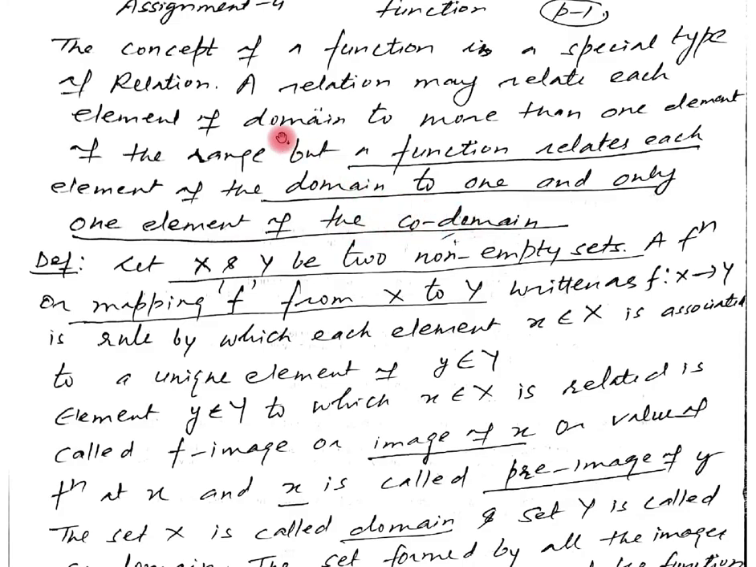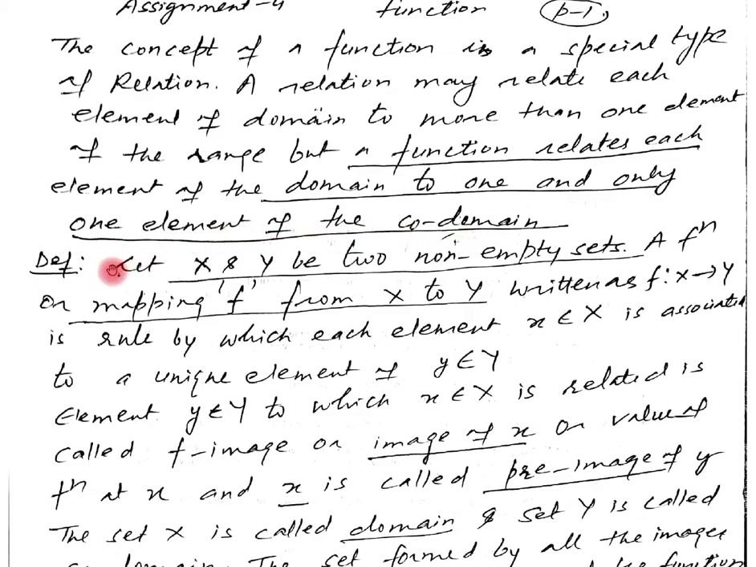What does it mean? Now here let me repeat it again. The concept of a function is a special type of relation. Number one, a relation may relate each element of the domain to more than one element of the range or the codomain. But a function relates each element of the domain to one and only one element of the codomain.